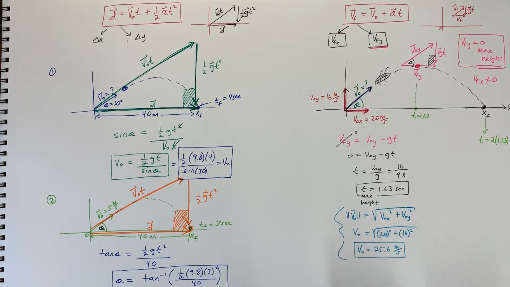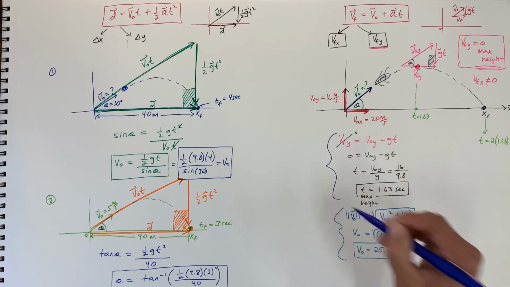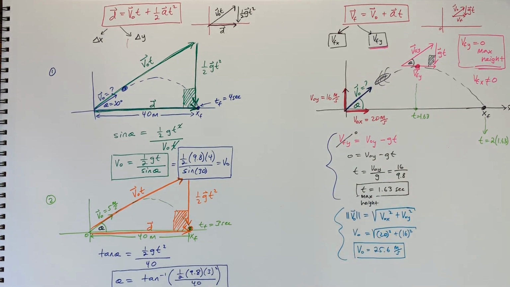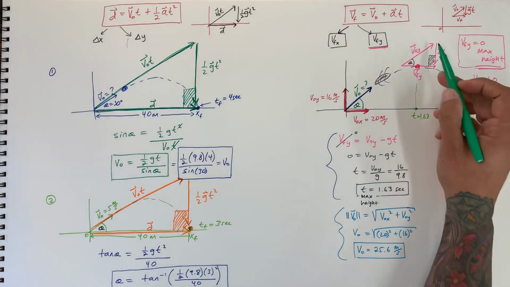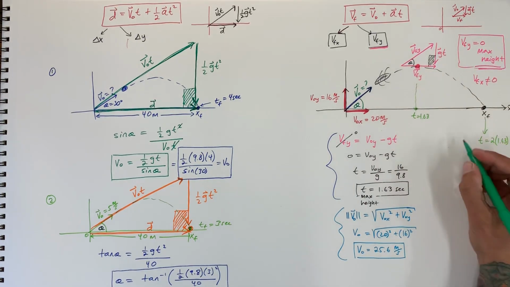Okay, so we found initial velocity and we found the time at max height. All right, and so now let's solve for the angle. So again, using our vector triangle, let's draw it right here.